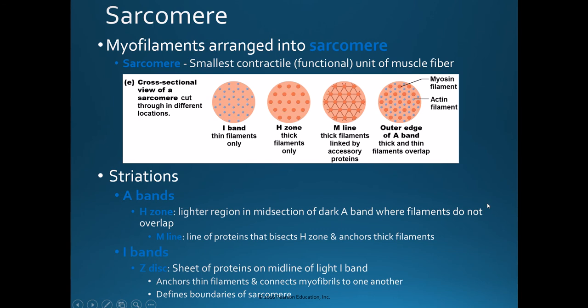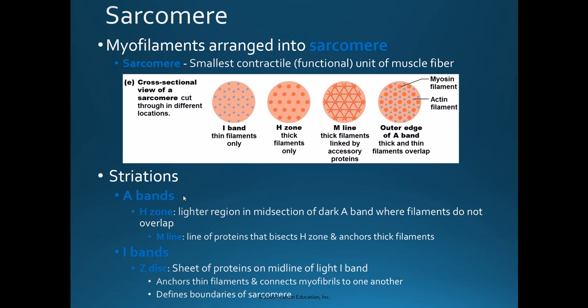When we look at a sarcomere, this is our contractile functional unit. This is what is responsible for the contraction of our muscles. Because of this very specific arrangement, we get these striations.